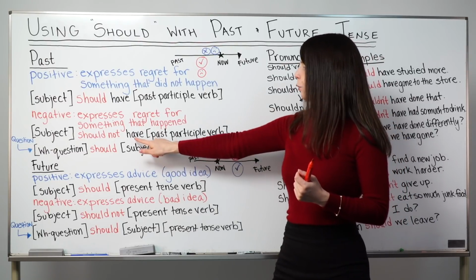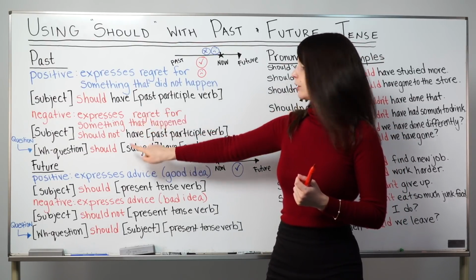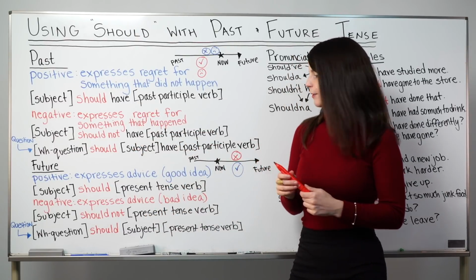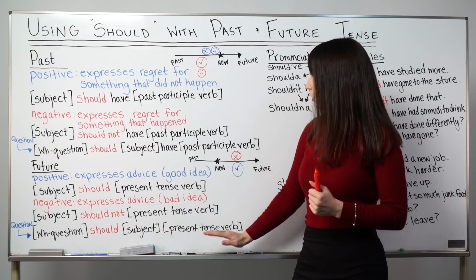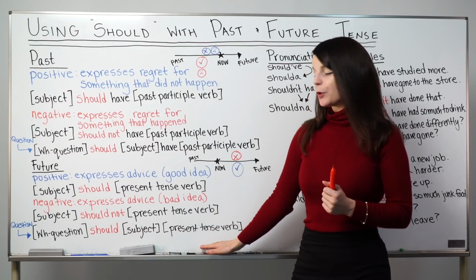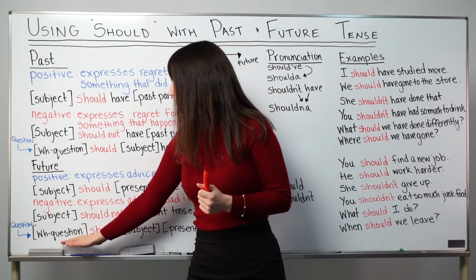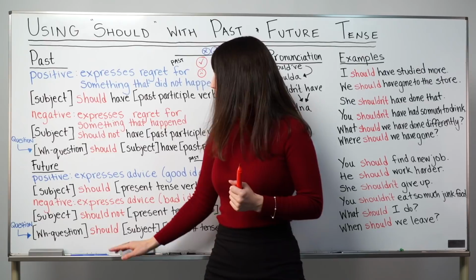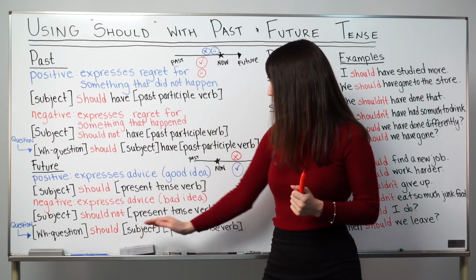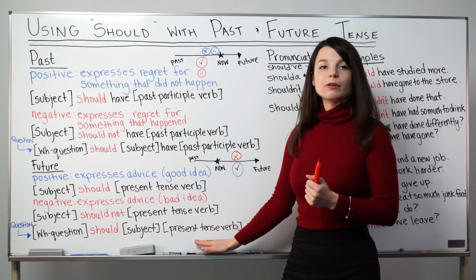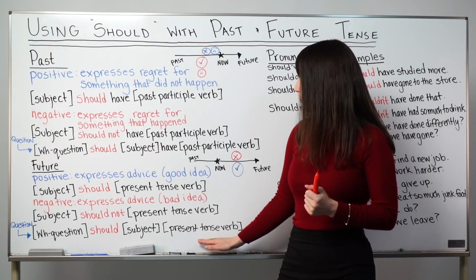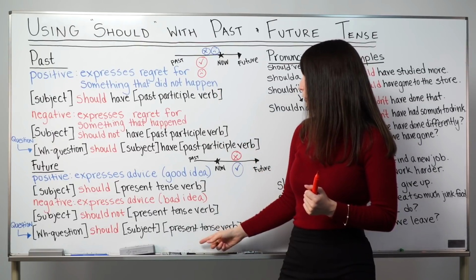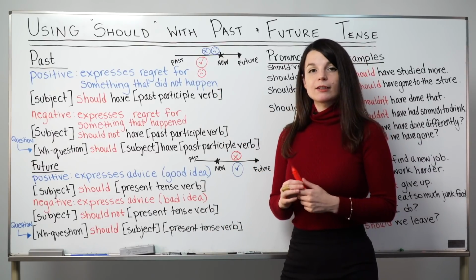Just keep in mind, we also don't use have. There's no have in present, or rather future forms of this. Okay, then again, let's finish with a simple question pattern too. When we make a question, like an information question, we can begin with this WH question word plus should, our subject, and then the present tense form of the verb. So this is a key point for the difference between these two.